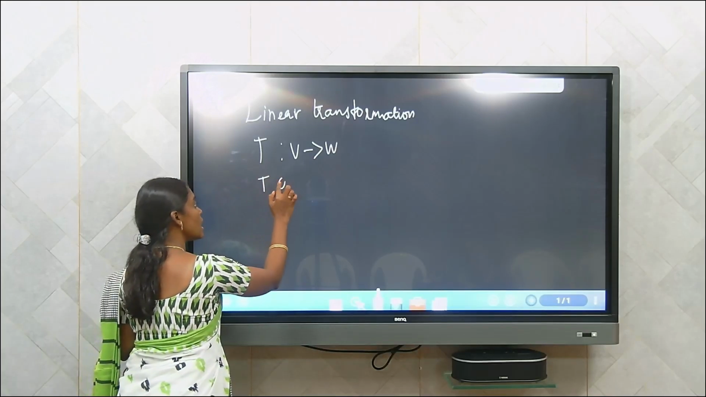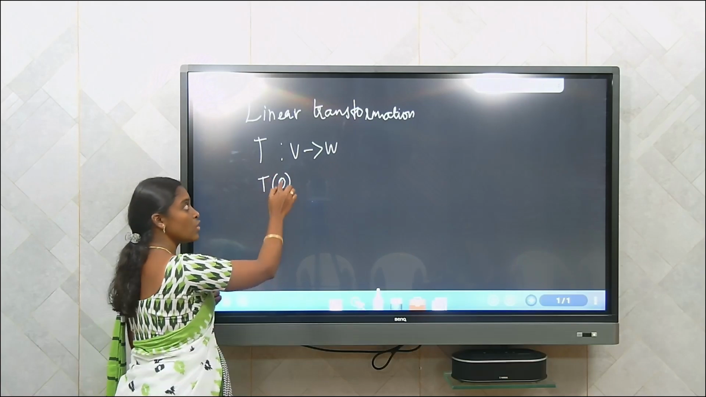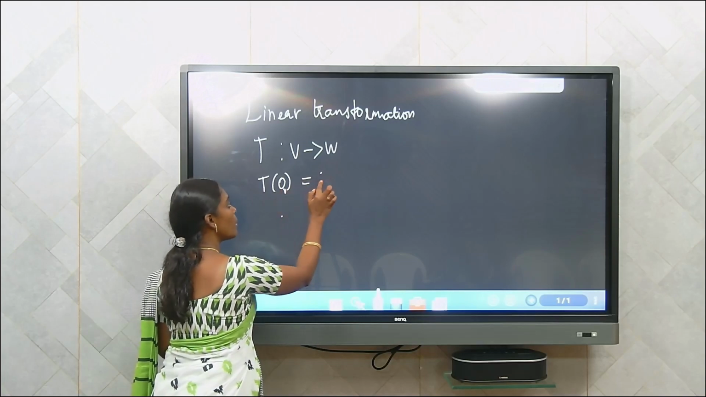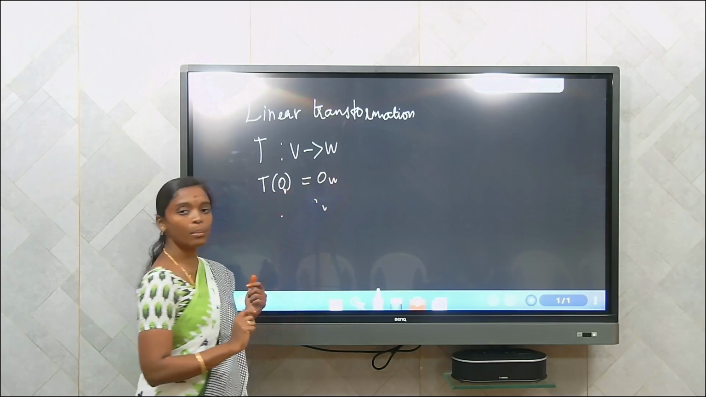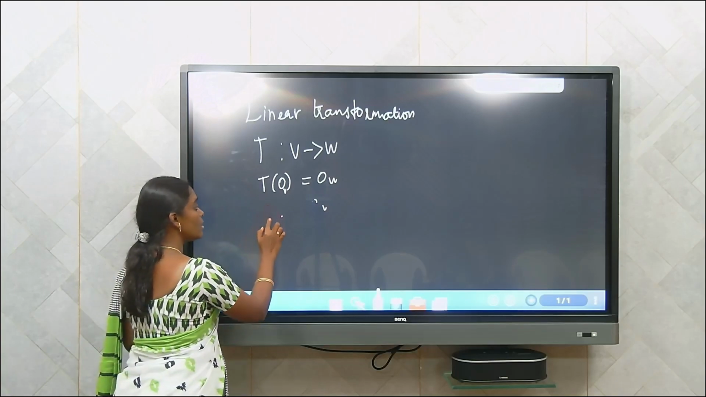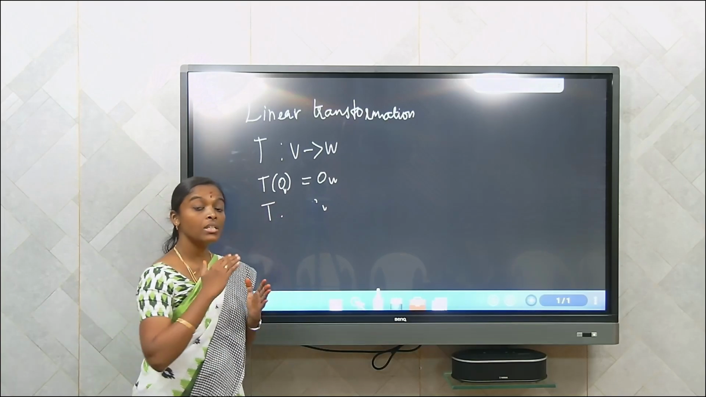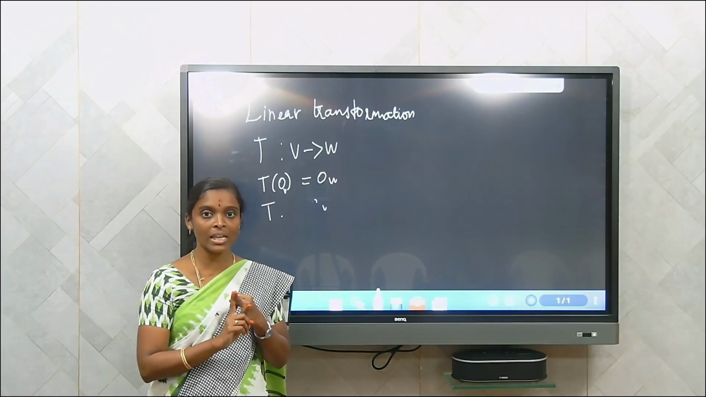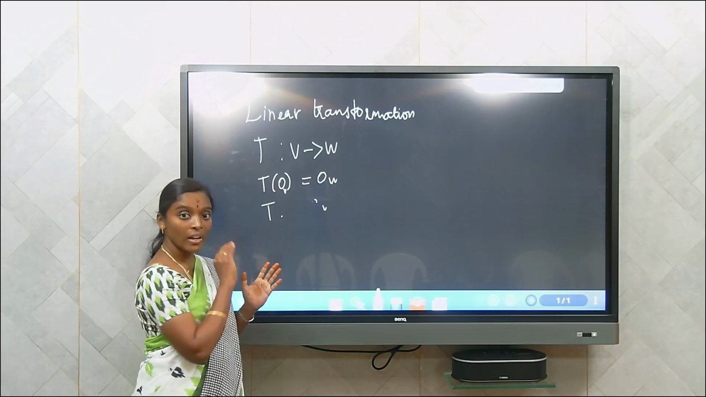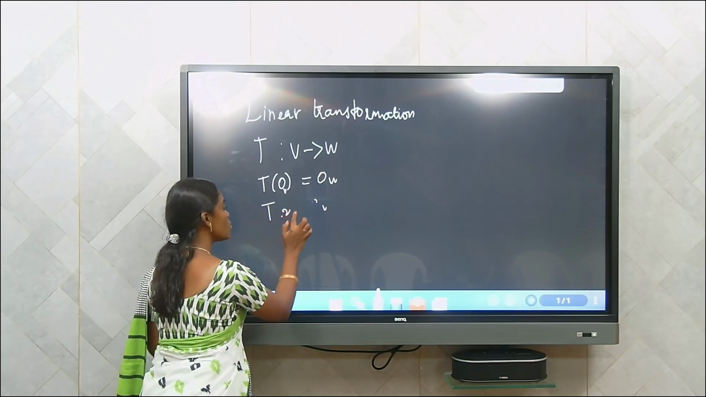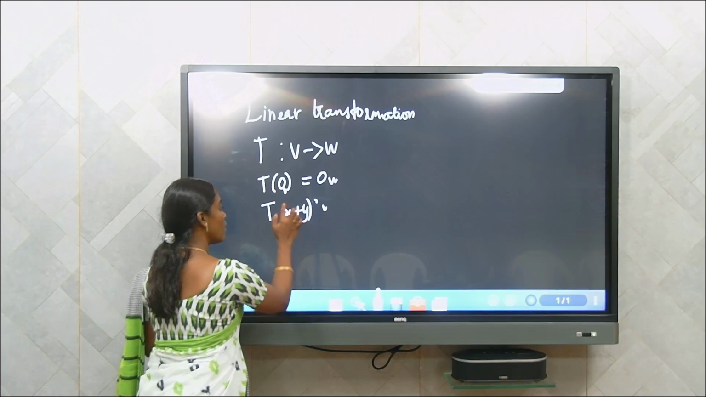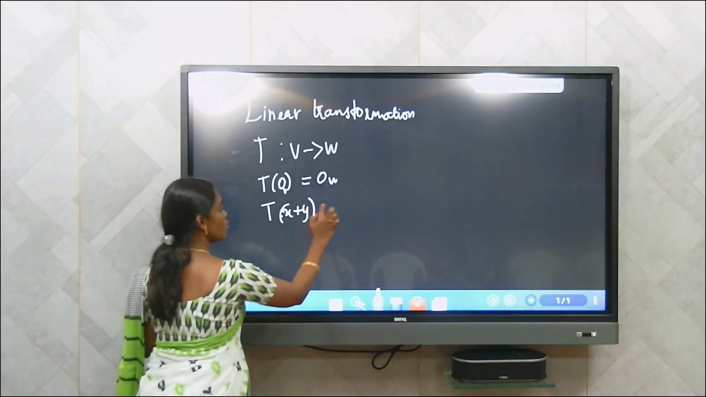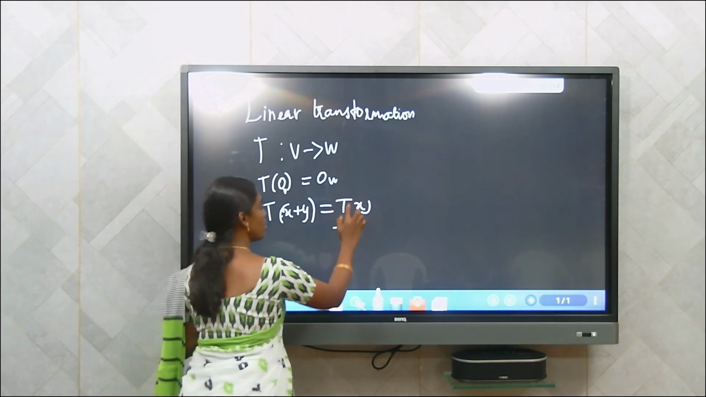That is, the zero vector of the domain vector space should be mapped to the zero vector of the codomain vector space. And in the same way, every vector space should satisfy two conditions: one is vector addition and the other is scalar multiplication. As in a vector space, this linear transformation also should satisfy vector addition, that is, T of x plus y should be equal to T of x plus T of y.